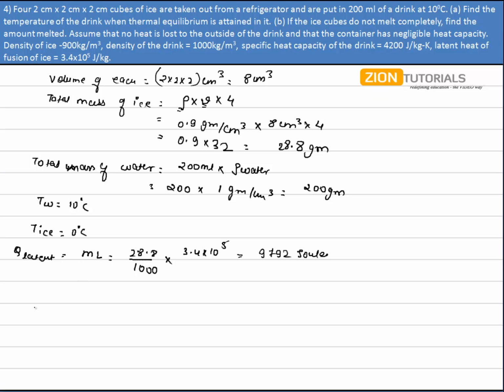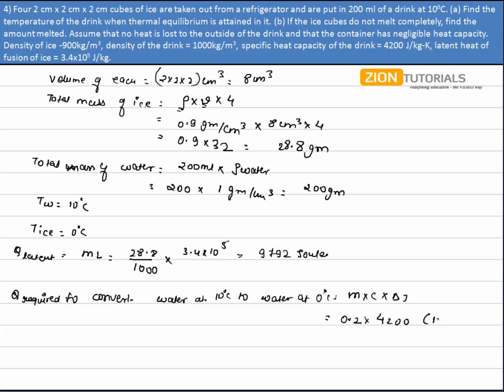Alright, and let's say the energy that will be required to convert 200 grams of water from 10 degree to 0 degree. So the Q that will be required to convert water at 10 degree to water at 0 degree will be equal to mc delta T. So mass is 0.2 kg into 4200 into 10 minus 0. That comes out to be 8400 joules.